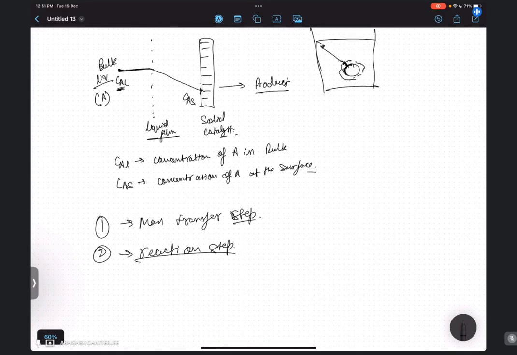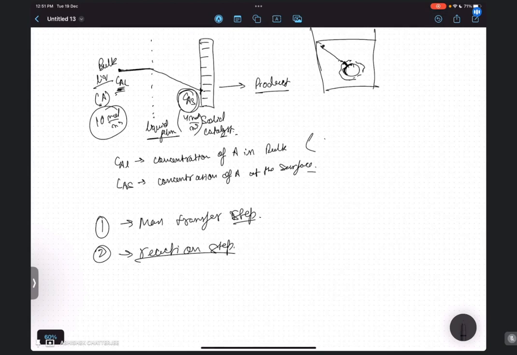Now from here it must be clear that the concentration CaS is the one available to us for this reaction. The bulk liquid concentration may be 10 mole per meter cube, but this concentration is not available to us. Suppose after diffusing it has reached here and become 4 mole per meter cube. This CaS, the 4 mole per meter cube that has reached the catalyst surface, is available to participate in the reaction. Is this clear?